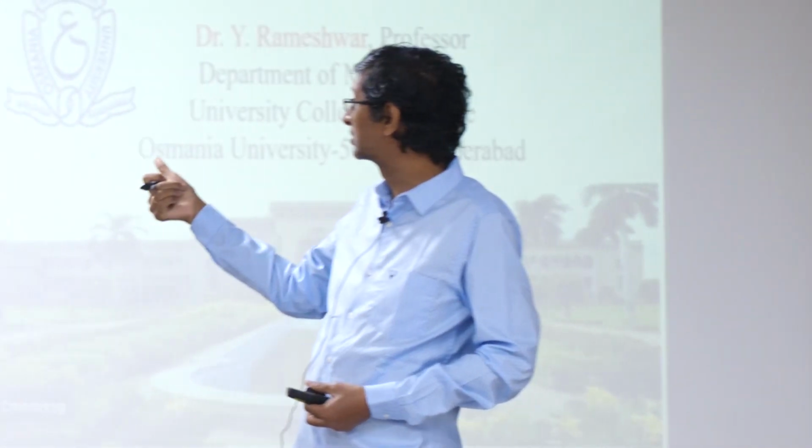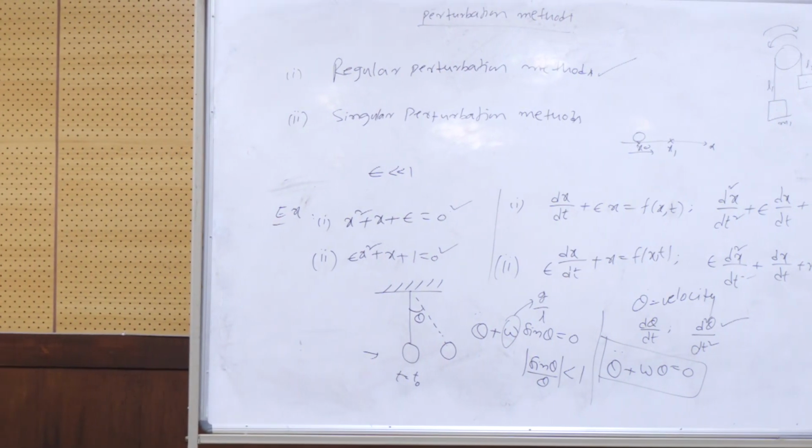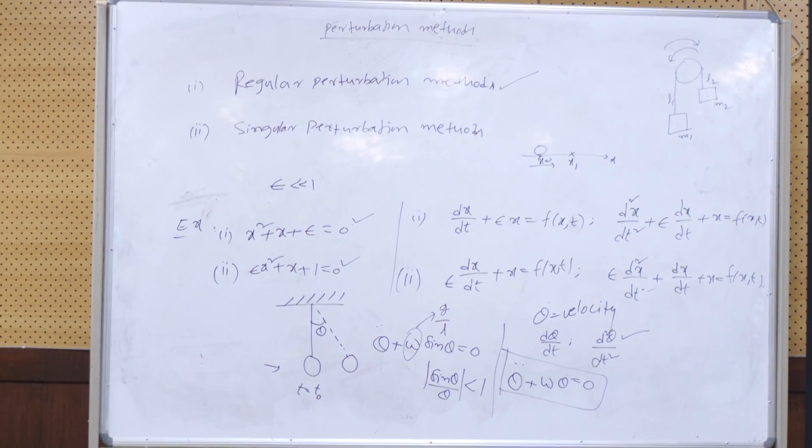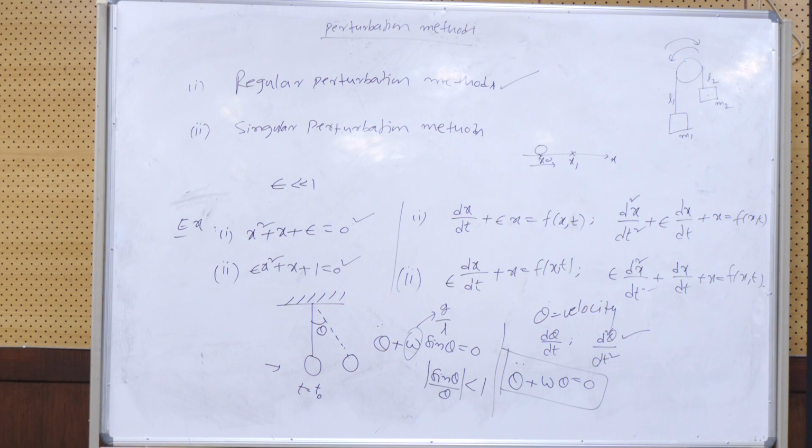Suppose the equation includes a small parameter, for example epsilon. In that case, you can choose either regular perturbation methods or singular perturbations accordingly. So this happens in solid mechanics, and like that you can have many examples.